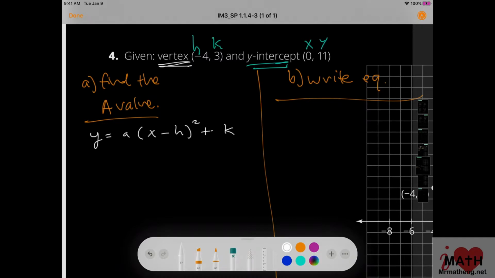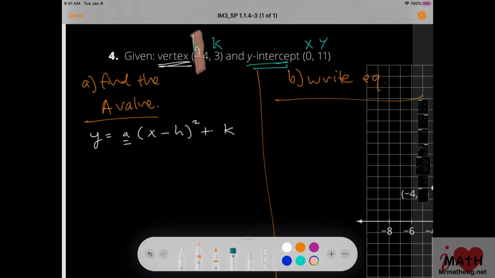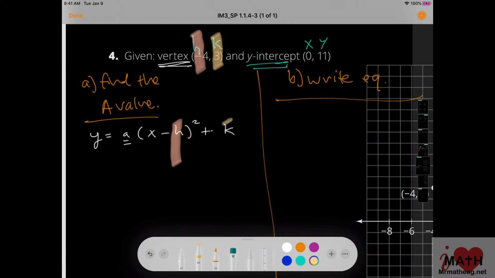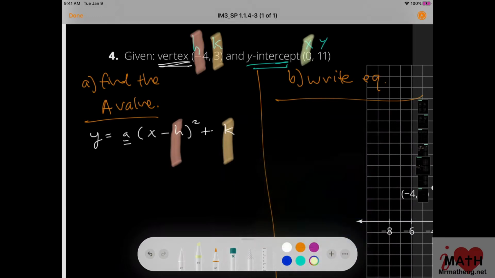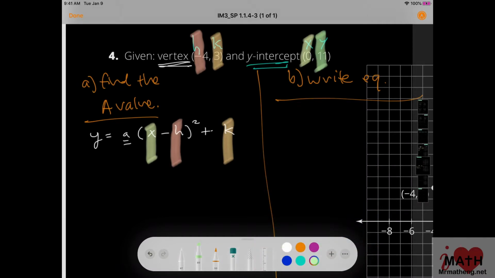So we're going to do a bunch of substitutions. We're going to solve for this a value right here. Let's use my highlighter. All right, you have the h value, you have the k value, you have an x value, and you have a y value. So let's go ahead and write that substitution in there.